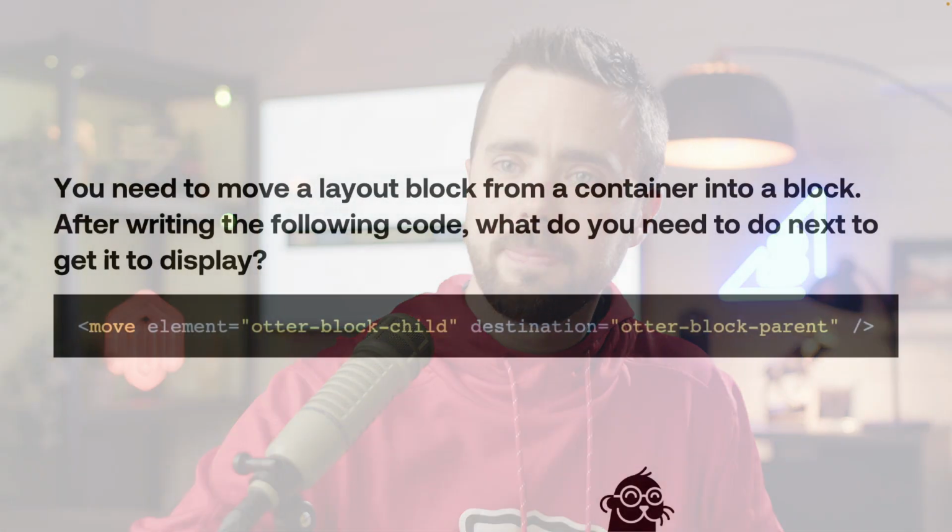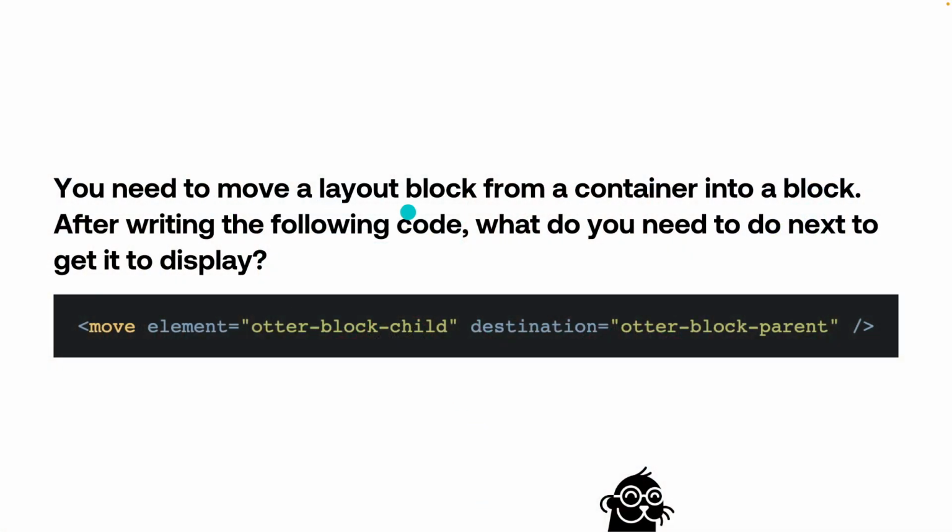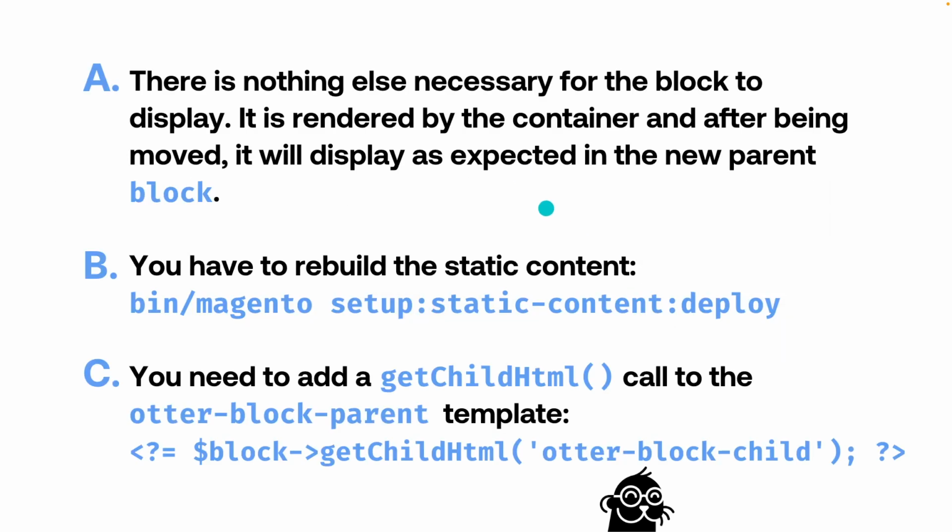Now, let's check out the question and the answers, and then we will look at the code to see what is the correct answer for this week's knowledge bite. Check it out here. You need to move a layout block from a container into a block after writing the following code. What do you need to do next to get it displayed? We have remove element, etc., etc. You've probably already seen this code. Now, let's look at several of the answers.